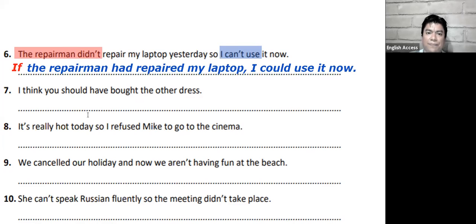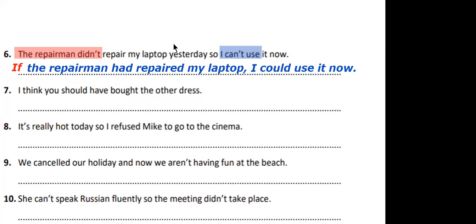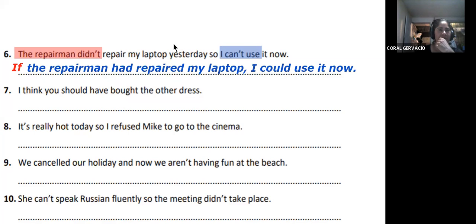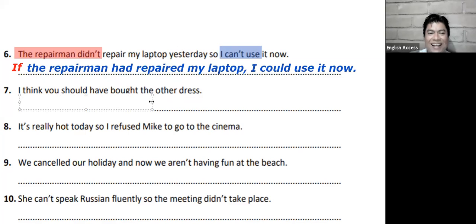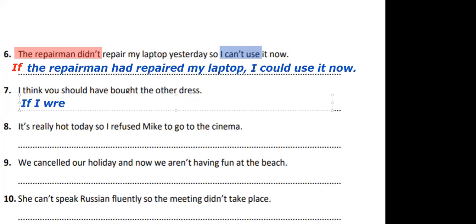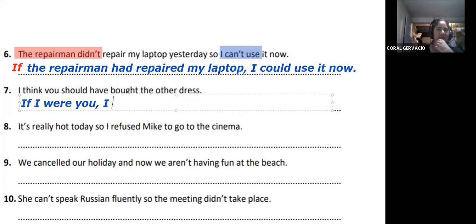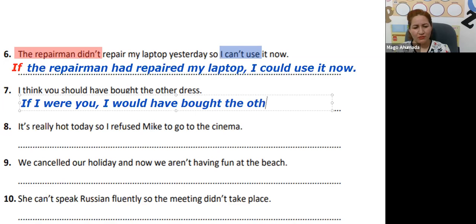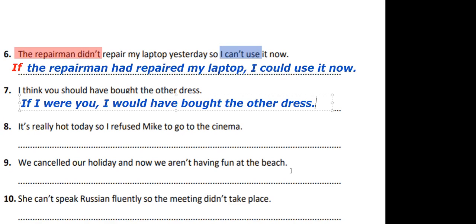Okay, guys, number 2. "I think you should have bought the other dress." If you had listened to me, you would have bought the other dress. For you, I would have bought.